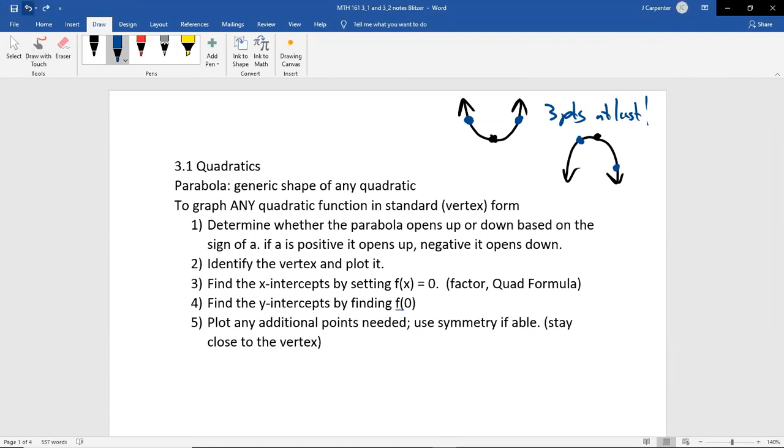So what is this process? I've already mentioned vertices, intercepts, additional points, symmetry, all these things that can be very helpful. All right, so to graph any quadratic function, so anything where it's a polynomial and the biggest exponent you see is a 2, that says it's quadratic. If you see an x to the third, that's cubic. You would not graph it this way. See an x to the fourth, you wouldn't graph it this way. If you see a square root, you don't graph it this way. If you see an absolute value, you don't graph it this way. If you see fractions with variables in the bottom, you don't graph it this way. This is a very specific set of instructions for a very specific format.